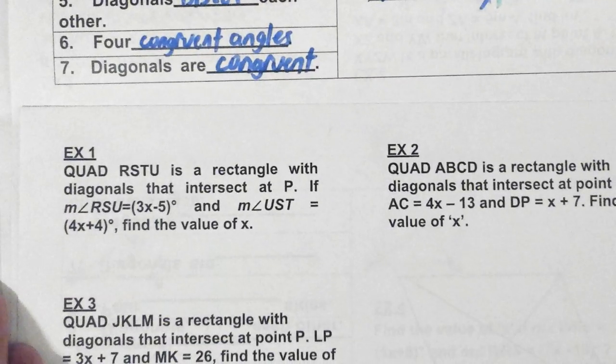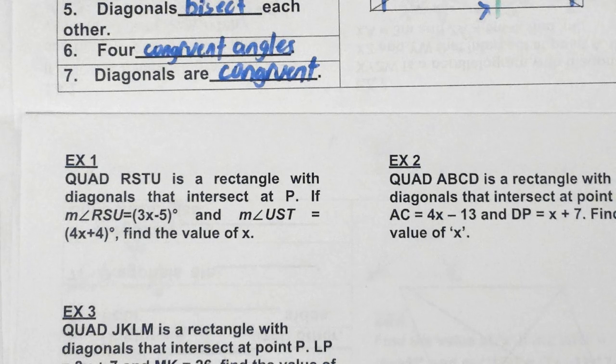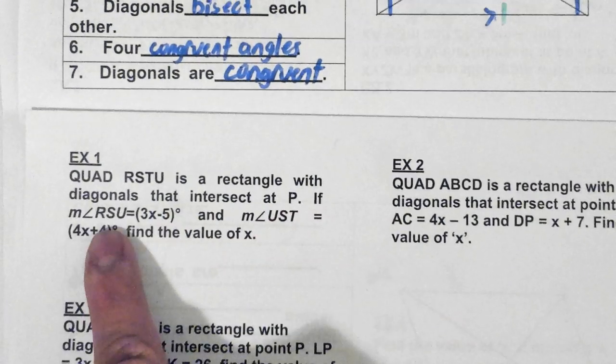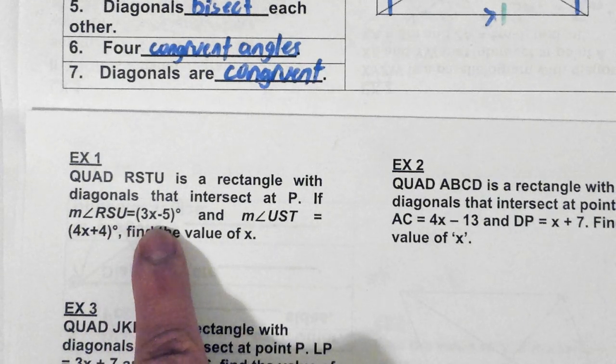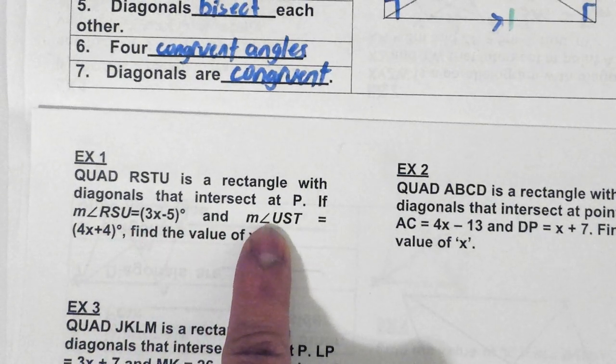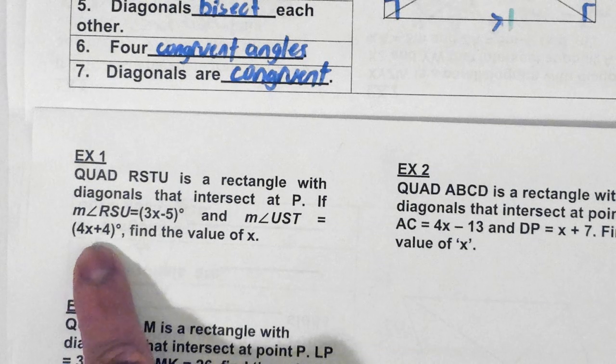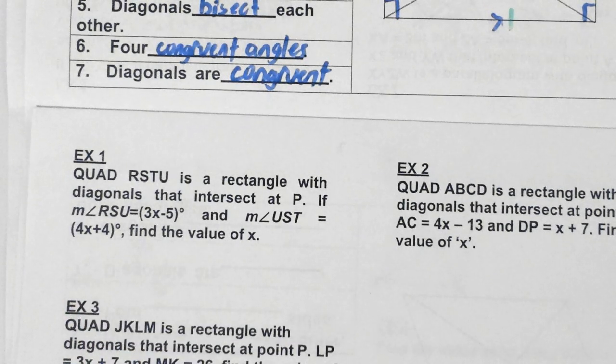Alright, let's take a look at some of these examples. Example 1. Quadrilateral RSTU is a rectangle with diagonals that intersect at P. If measure of angle RSU equals 3x minus 5 degrees and measure of angle UST equals 4x plus 4 degrees, find the value of x.